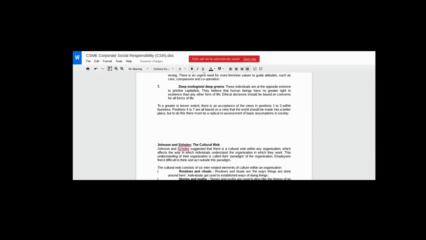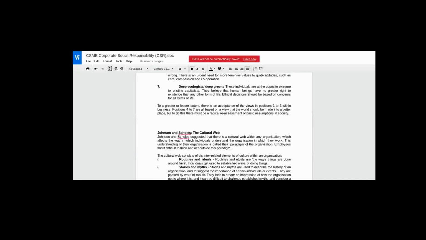Having looked at that, time is running. We quickly look at Johnson and Scholes' cultural web. In this place, we don't have any problem, because there is no way examiners will set a question on this without the word cultural web reflecting.